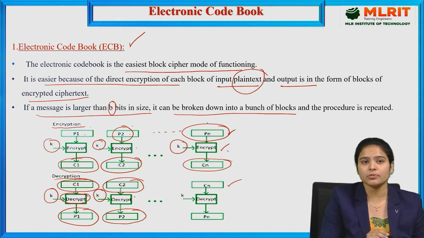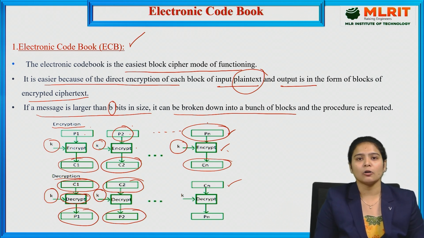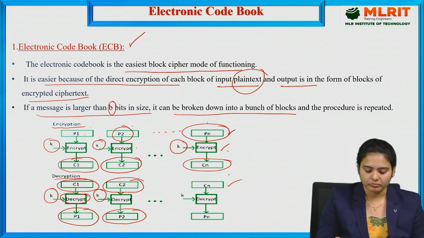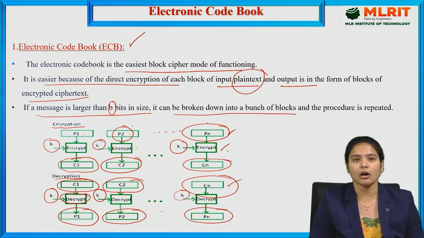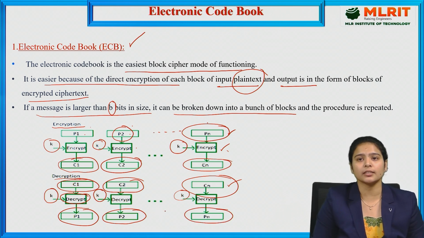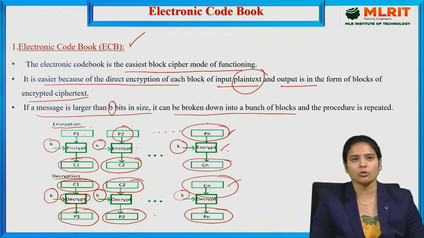Like that, from C1 and so on up to Cn, each is decrypted by using the secret key and gives the output of plain text. Here Cn is also converted by using the secret key and plain text is the output. In encryption, we get the output of ciphertext, and in decryption, we get the output of plain text. That is the basic difference between encryption and decryption in the electronic codebook process.